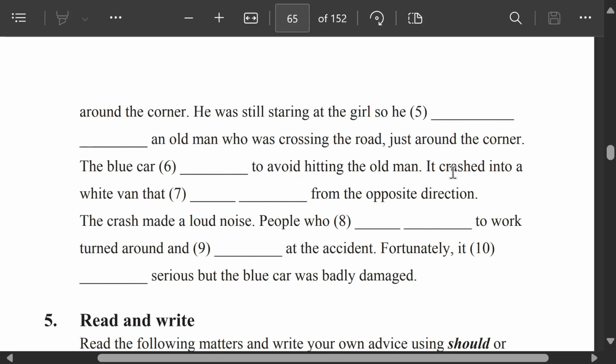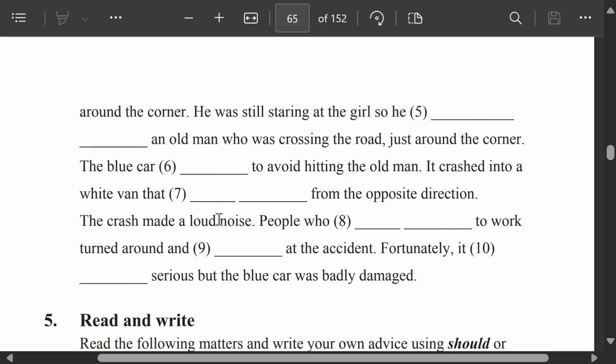It crashed. Where is it? It crashed into a white van that. Now the white van and a verb. We have a verb here. From the opposite direction. Remember opposite? Opposite direction. So what was the van doing? A van that. I gave you the answer already actually.